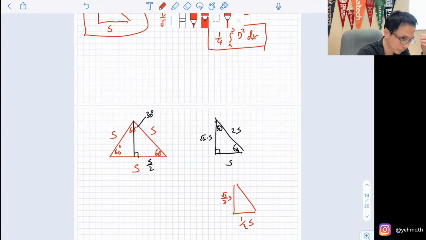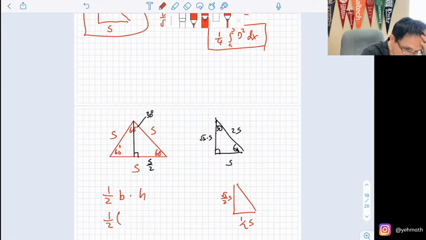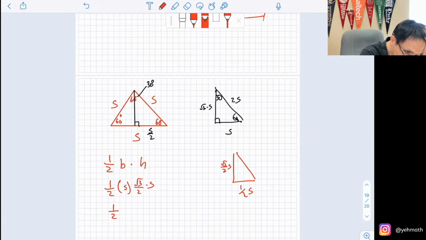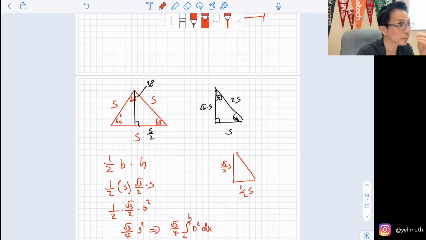Does that make sense? So 1/2 base times height. Again, the base is going to be s. Height is going to be square root 3 over 2 times s. So therefore, it's 1/2 times square root 3 over 2 times s squared. S is the d. So it'd be square root 3 over 4 s squared, which leads to square root 3 over 4 integral from a to b of d squared dx.